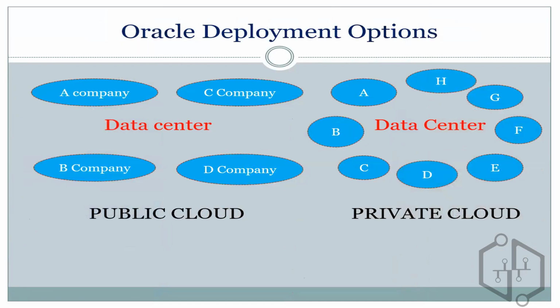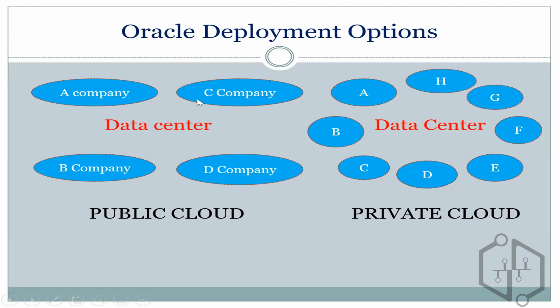We have a public cloud and we have a private cloud. Public cloud is what? We have A company, B company, C company, and D company. Private cloud is when you are deploying your cloud application in different data centers. Suppose A company, B company, C company, and D company are there, and A company cannot see B company's data, B company cannot see C company's data, and C company cannot see D company's data.